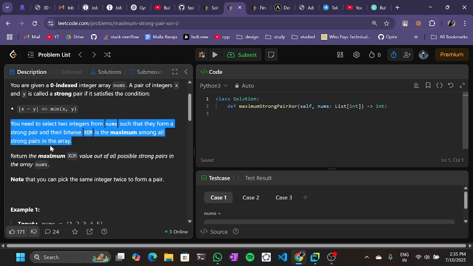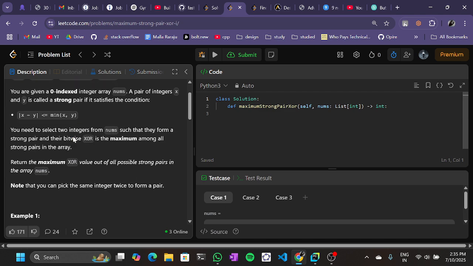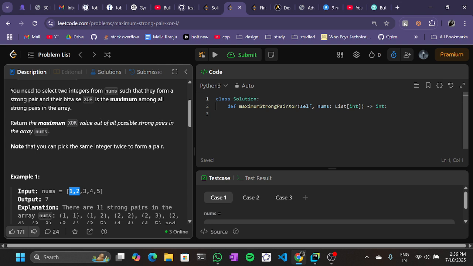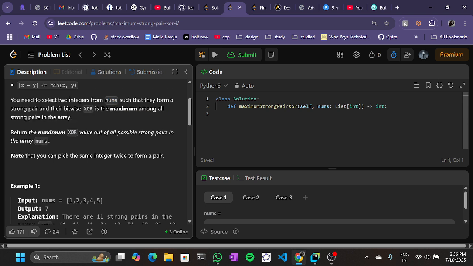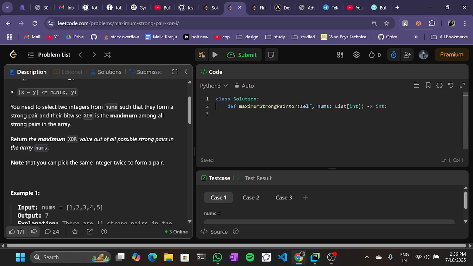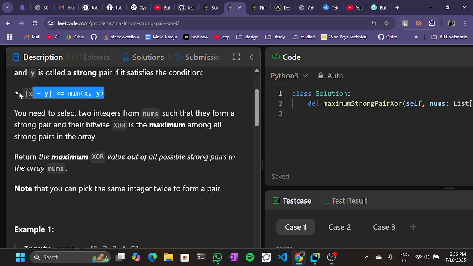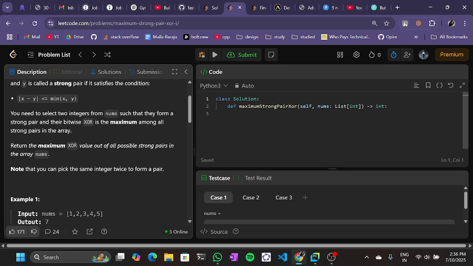You need to select two integers from nums such that they form a strong pair and their bitwise XOR is the maximum among all the strong pairs in the array. They should be a strong pair, that is, follow this condition, and their bitwise XOR operation is the minimum among all strong pairs.